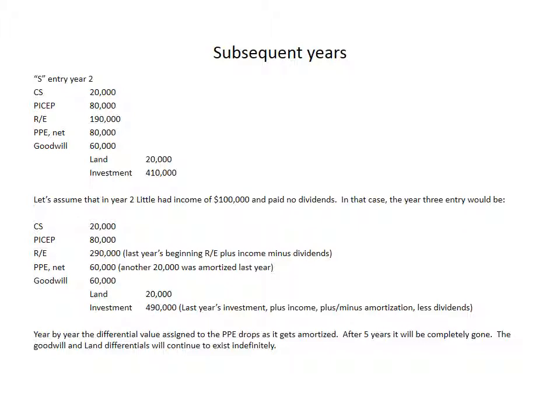Again, year by year, the differential value assigned to property, plant, and equipment is going to drop as it gets written off. After 5 years, it'll be completely gone. The goodwill and land differentials are going to continue to exist indefinitely, unless and until they get impaired.